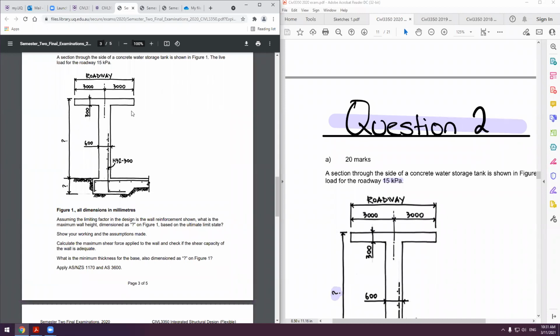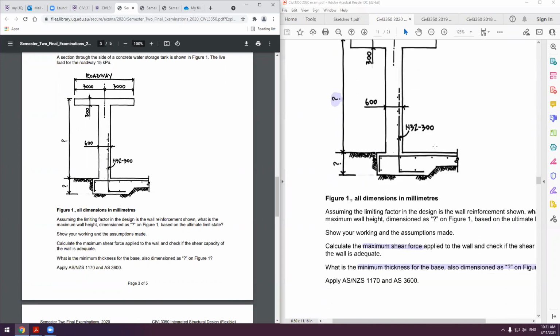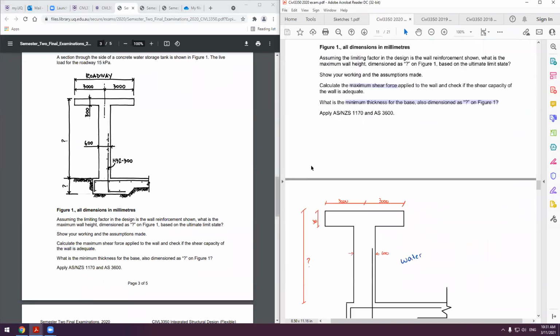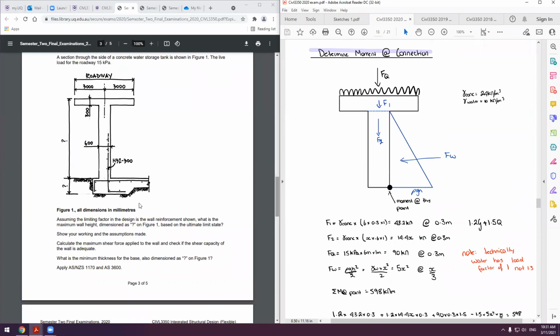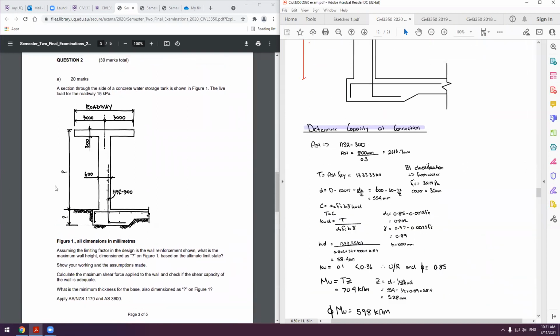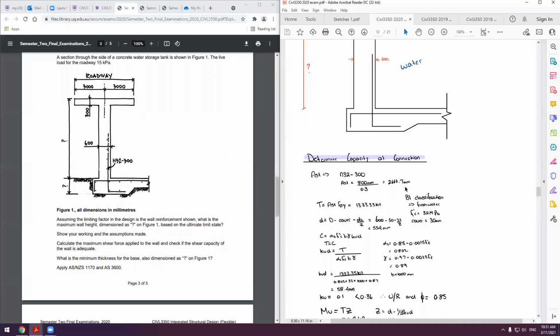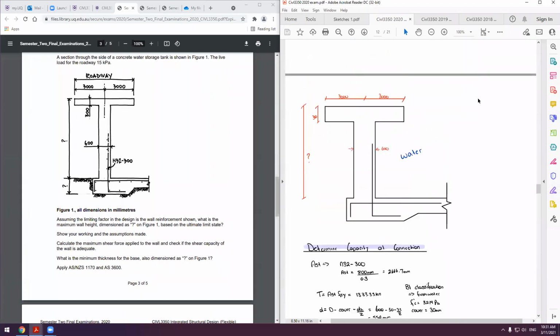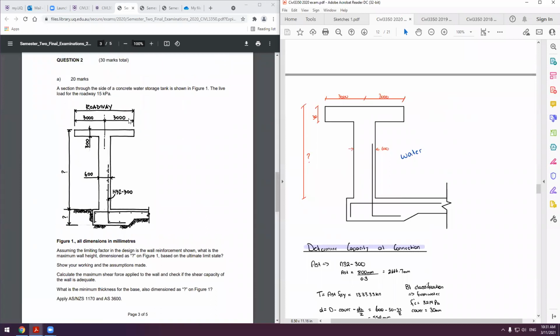So what we're going to do is calculate our maximum moment and maximum shear at our critical location. Our critical location is essentially this spot here, because that's where our maximum moment in the stem is going to be with the minimum thickness. So we go through and calculate all our different forces. So we have water with this. We're on the side of a concrete water storage tank.